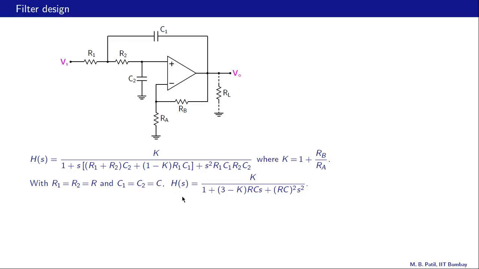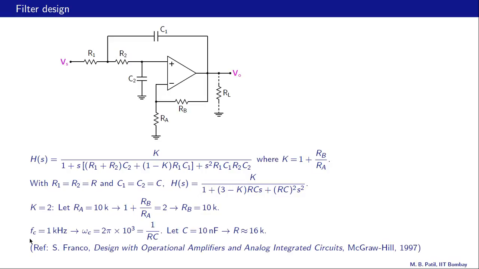At low frequencies, we can ignore the terms in S and S squared because omega is small, and therefore H of S becomes simply equal to K. So when we say we want our passband gain equal to 2, what we are really requiring is that K should be equal to 2. So that is our specification, and let RA be 10K, then we have 1 plus RB over RA equal to 2, which means RB and RA must be equal, so therefore we get RB equal to 10K. And note that this 10K is not very critical. We could have picked 5K or 20K, for example.